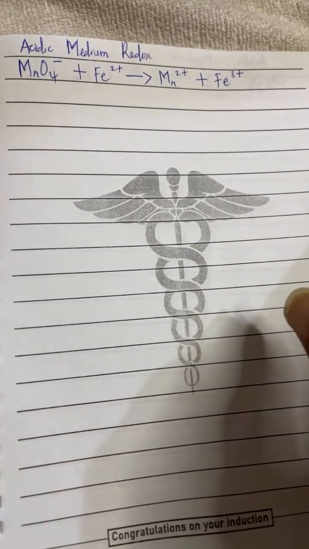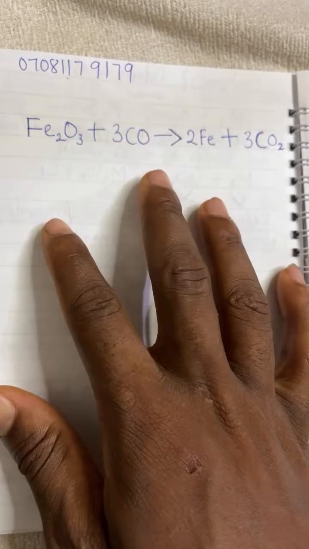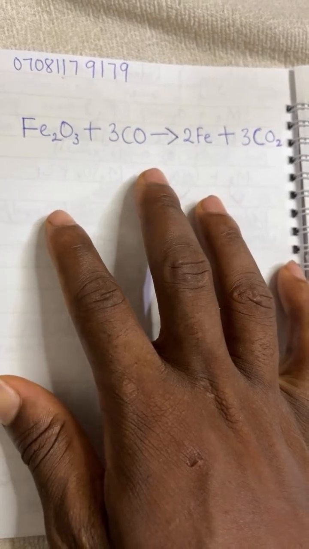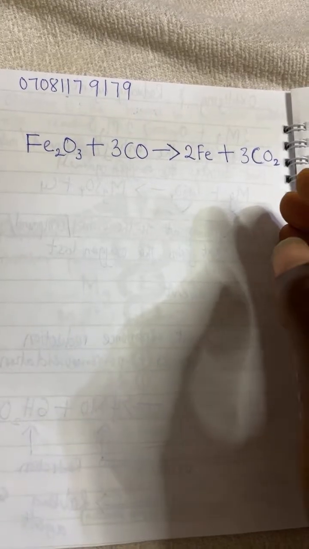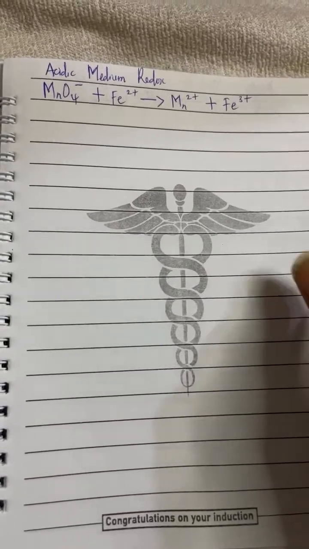In the last class I gave you guys an assignment, and in the assignment I said you should identify the oxidizing agent and the reducing agent. I would love us to do that first before we advance to the balancing of redox equations. So let me know if you guys are here.